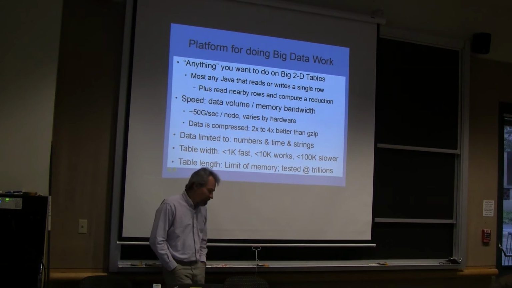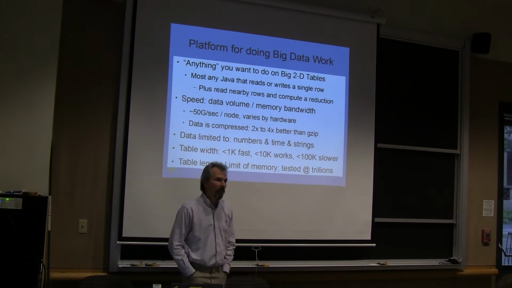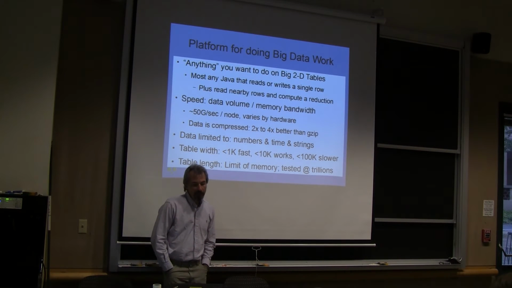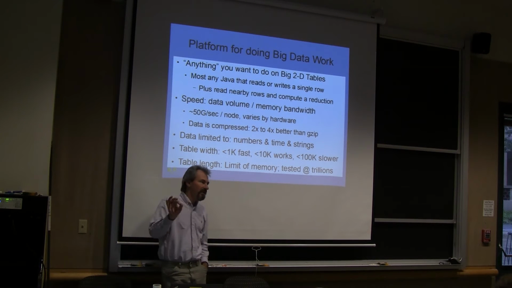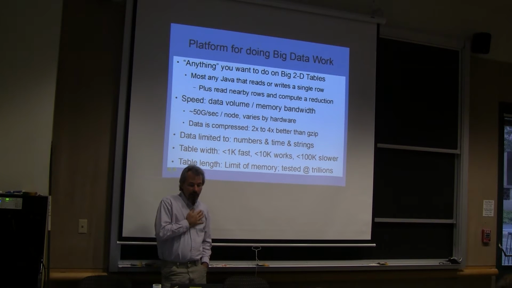So the platform basically enables doing almost anything you want on big 2D tables. So any piece of Java code that reads or writes a single row going across, which would be an observation in your data set, like a passenger in the Titanic data set, and or nearby rows. The speed typically is limited by memory bandwidth. You can do enough math per row that you get CPU bound, but usually you're memory bandwidth bound. So you want the data compressed. So it's compressed under the hood, and that runs you faster through the memory bus than uncompressed.